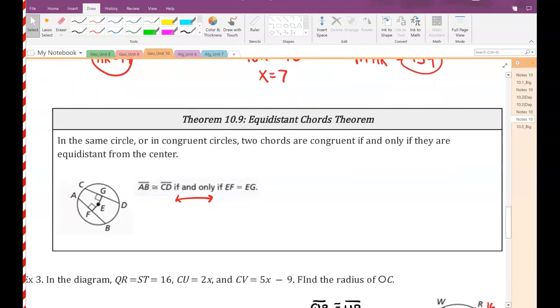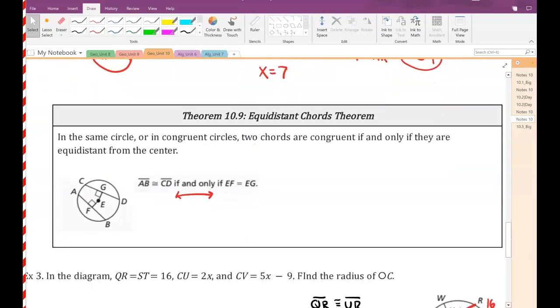So with our last one, the equidistant chords theorem: in the same circle or in congruent circles, two chords are congruent if and only if they are equidistant from the center. So what we're saying here is chord CD is congruent to chord AB if and only if the distance from the chord to the center is the same. So EF, going from this chord to the center, and so on. If these two lengths are the same, then our chords are congruent.